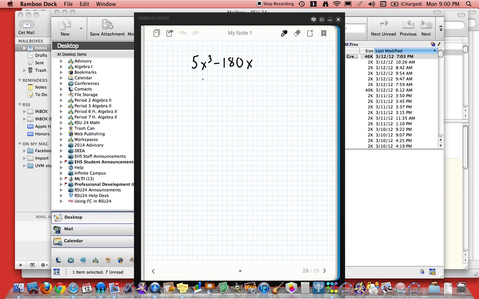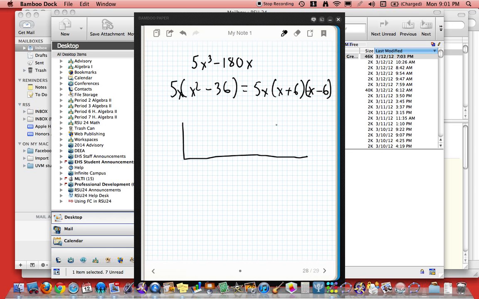Now this one, if you've got any practice at this at all, you should see that there's not only an x in both these terms, but there's a 5. So if we factored this, we'd get 5x times x squared minus 36, which again is a difference of two squares. So it's x plus 6 times x minus 6. But what happens if you weren't sure? Or let's say we wanted to test our synthetic division skills, and we want to see if negative 6 or 6 will work.